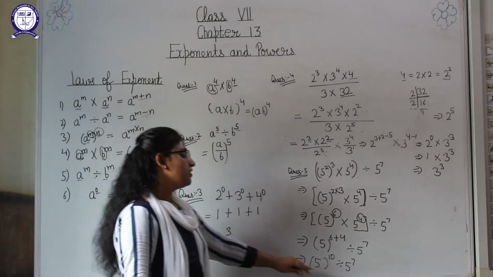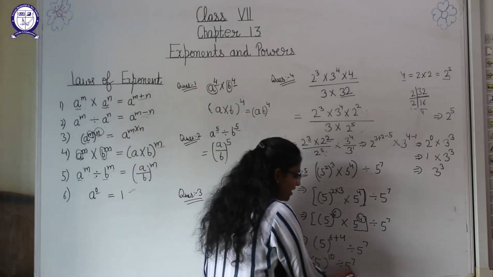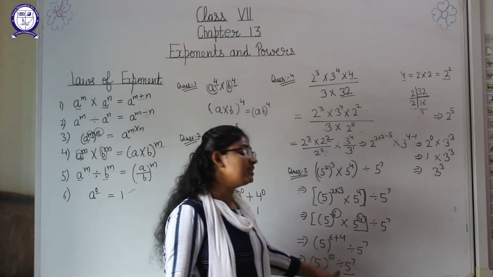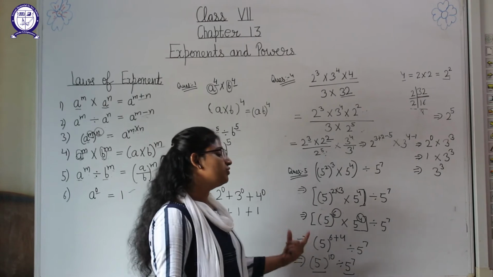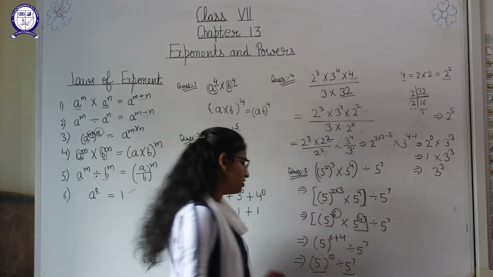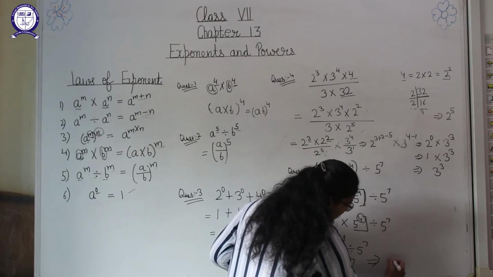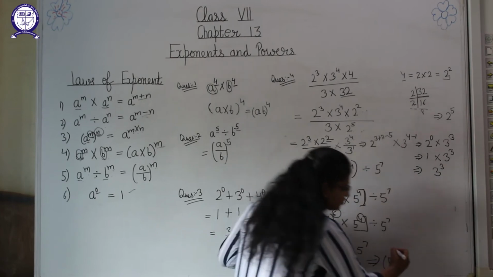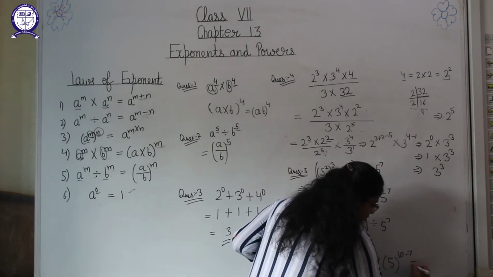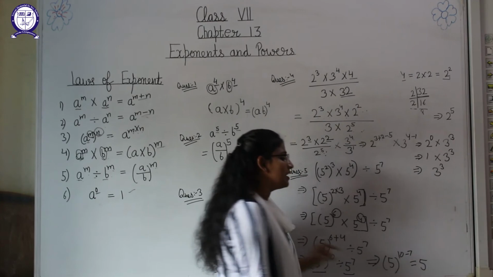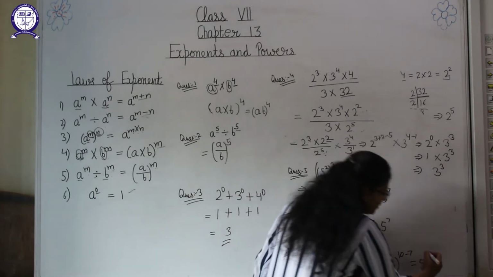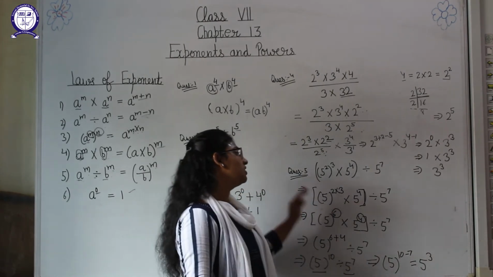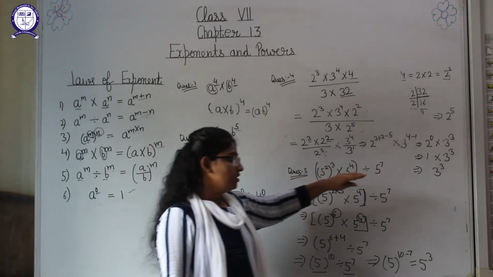Now if we check this step, here 5 and 5 are the same bases. Here 10 and 7 are the different powers, and these are in division. So we have to subtract the powers. So we will write 5 raised to the power 10 minus 7. Here 10 minus 7 will be 3. So it will be 5 raised to the power 3. So this is our answer, 5 raised to the power 3, after solving this expression.